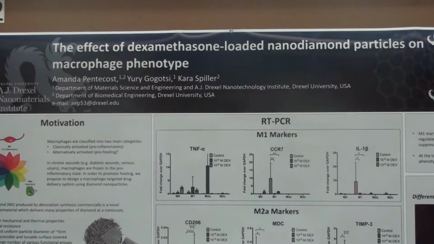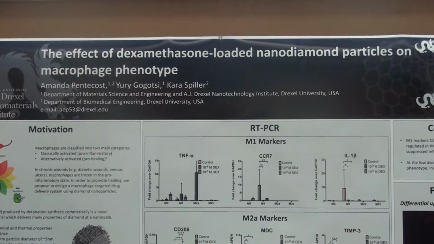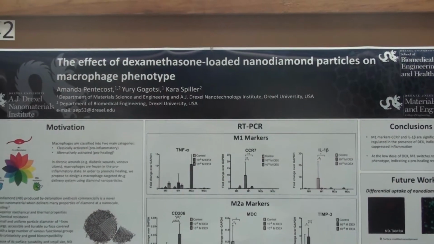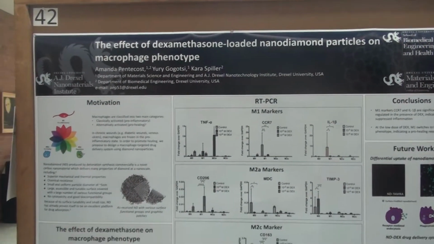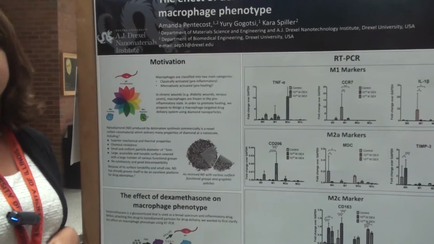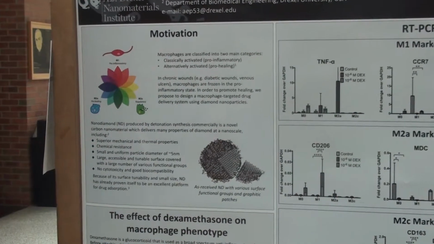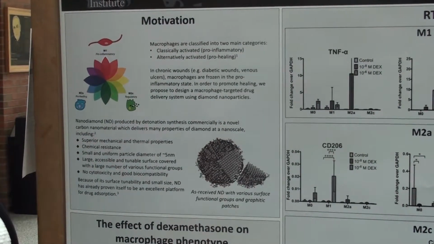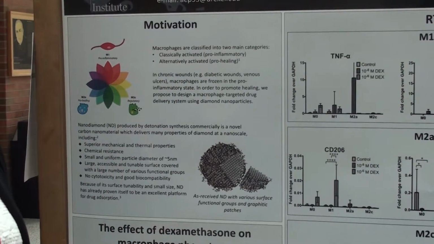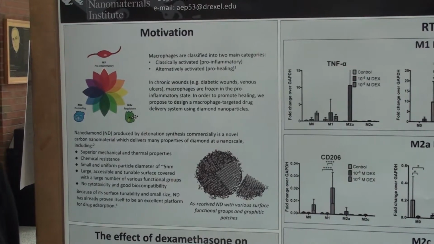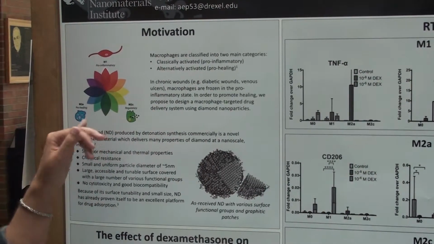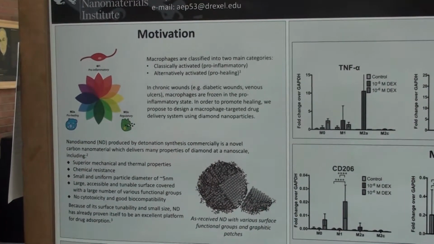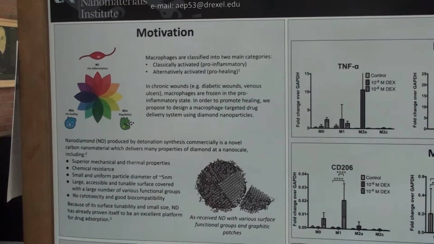So I'm interested in combining the fields of materials engineering and nanomaterials and applying it to biomedical applications. So I'm working with wound healing and macrophages. Macrophages can be divided into two different categories: classically activated or pro-inflammatory, like the M1, or alternatively activated, including M2A and M2C, which have a pro-healing response.